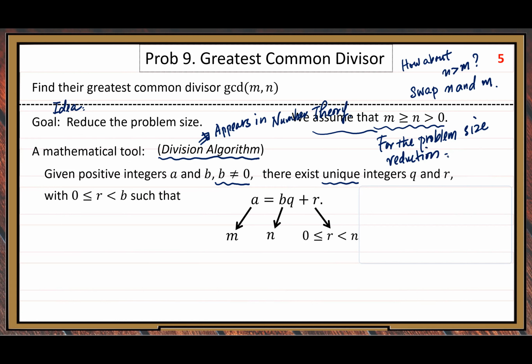So what is the problem size here? Now, you may ask that. What is the problem size for this question? In this question, the problem size is the maximum of M and N. So when we do problem size reduction, we want to reduce the maximum of these two numbers.